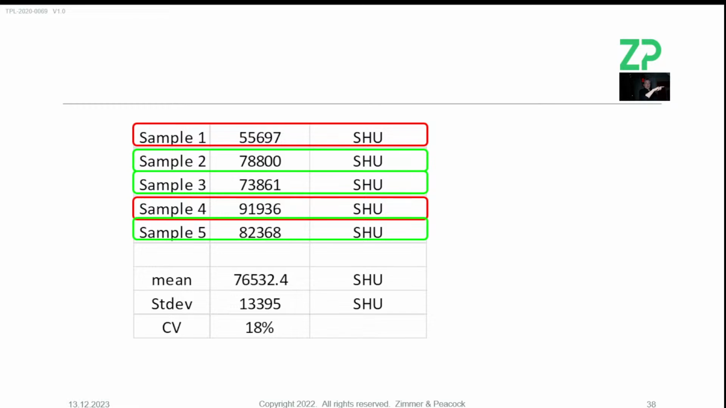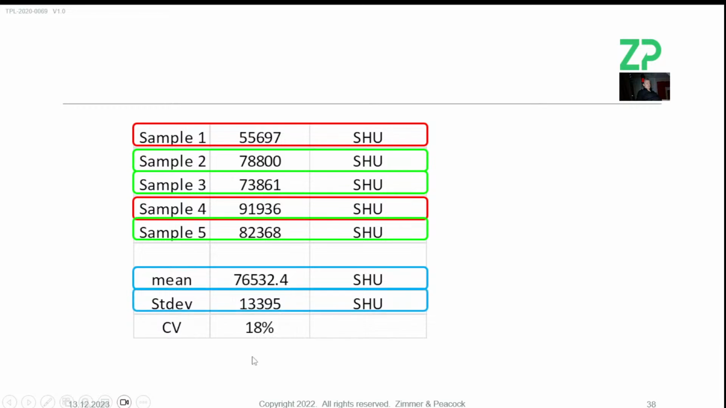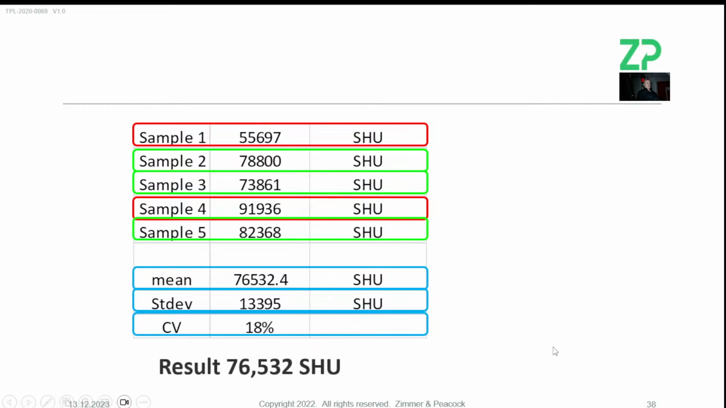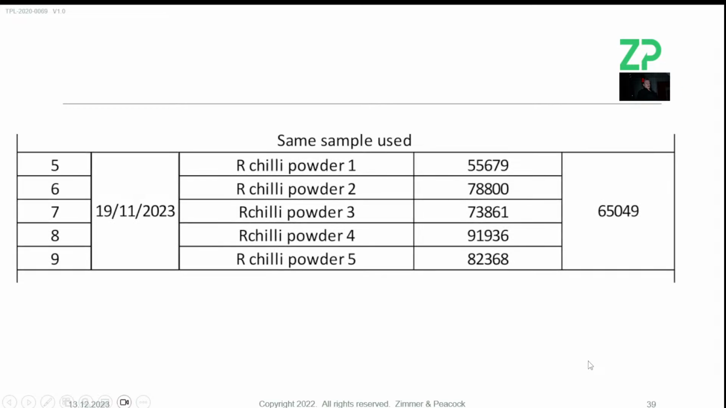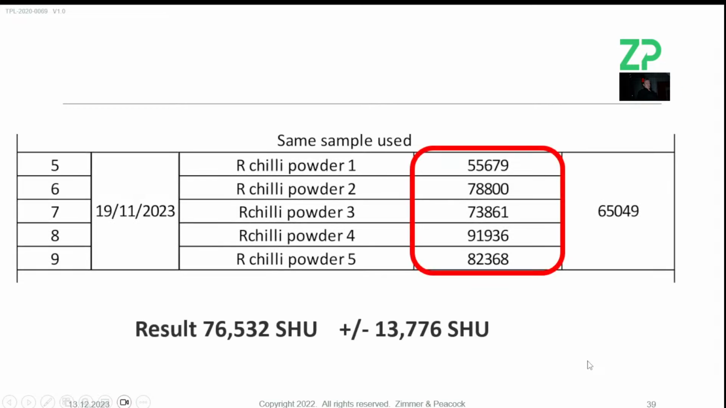What you have is what's called a normal distribution. You've got low, then 3 in the middle, and then 1 at the end. That's basically tracing out what's called a bell curve or a normal distribution curve. The mean of that is 76,000 with a standard deviation of about 13,000 and a coefficient of variation of about 18%, which I think is not bad actually for a heterogeneous sample. So we have essentially a mean of 76,000, plus or minus 13,000. But what's interesting is, on your HPLC result, you get this absolute number.